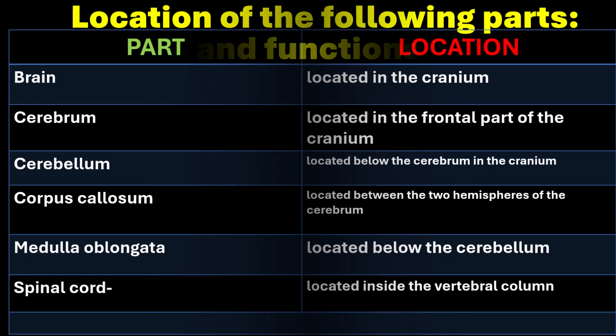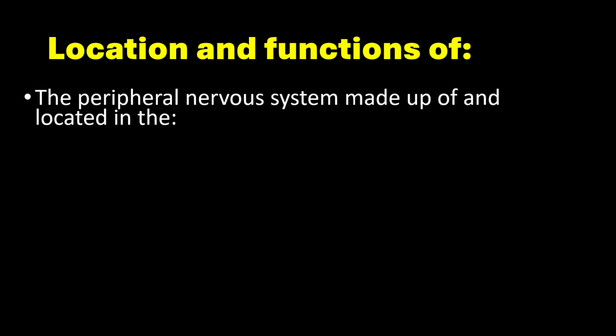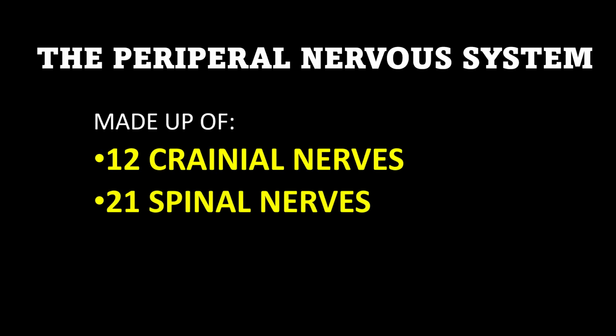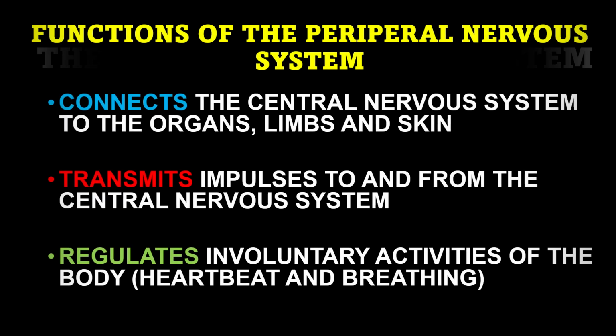Then we go on to the locations and functions of the peripheral nervous system, like we saw earlier on. Remember, it is made up of the cranial nerves and the spinal nerves. And we need to know what these nerves are made up of. There are 12 cranial nerves and there are 21 spinal nerves. I recommend that you go and find out the differences between cranial nerves and spinal nerves in terms of their functions and location. Then we go on to the functions of the peripheral nervous system as dictated by the exam guide.